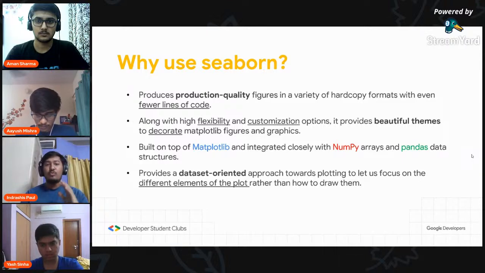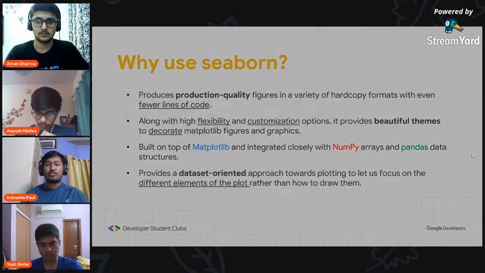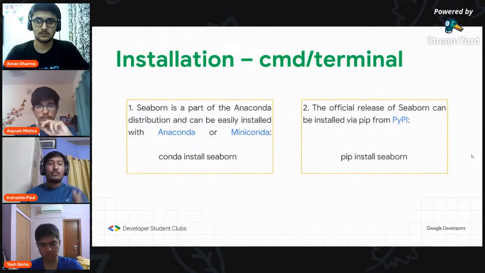So we'll explore more about Seaborn and how cool and how beautiful it can be in the following code walkthrough session. But before that, we need to install it. But we already know the installation process. Seaborn is again a part of the Anaconda distribution and can be installed using the command conda install seaborn. And the official release of Seaborn can be installed via pip from PyPI using pip install seaborn.